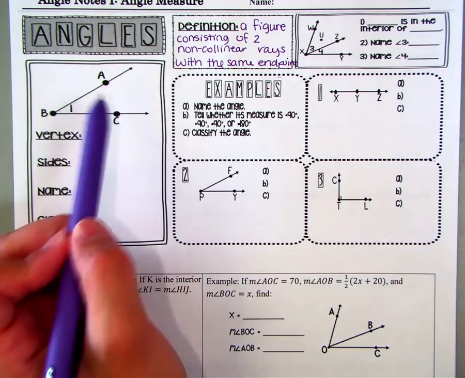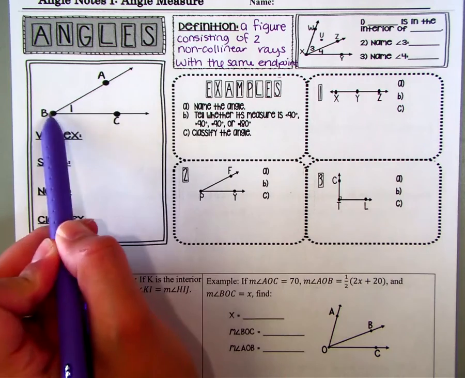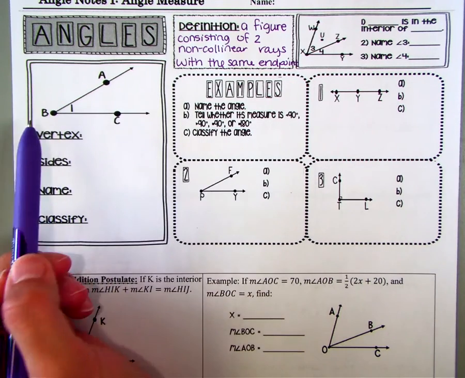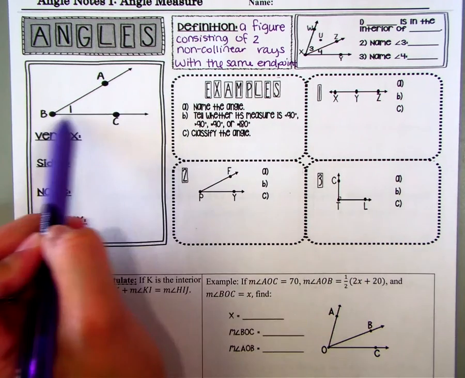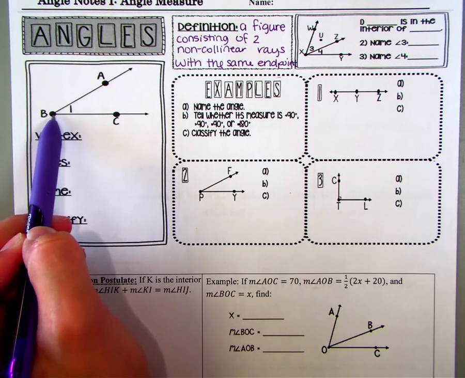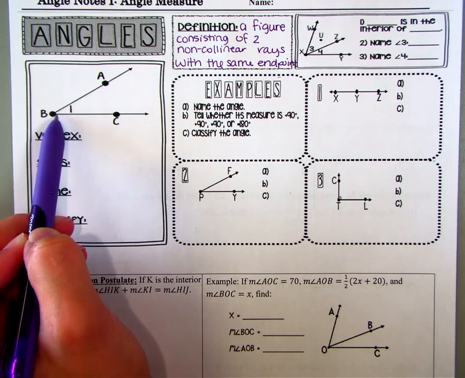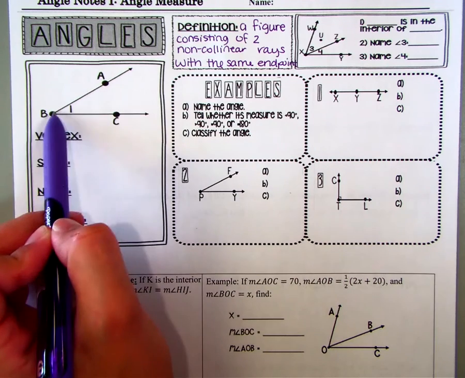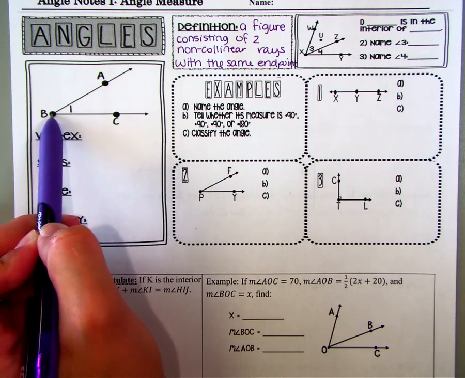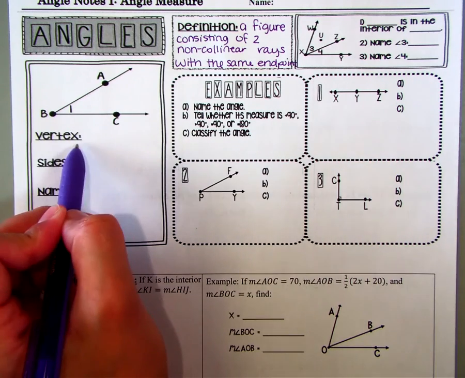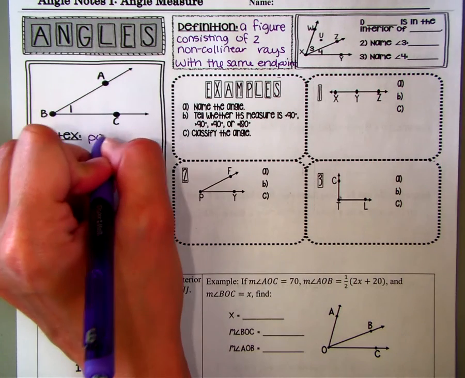So if we look over here at our picture, we've got an angle. Non-collinear means they don't form a straight line. That's definitely not a straight line. There's a bend over here. We know that where those two rays meet, that common endpoint B is called the vertex. So we've got point B.